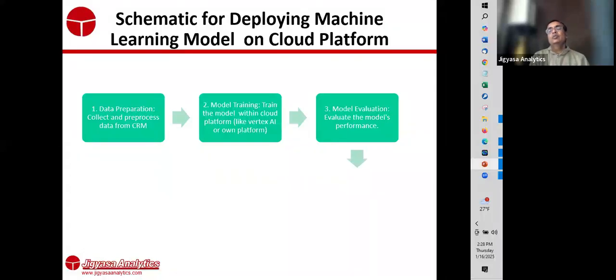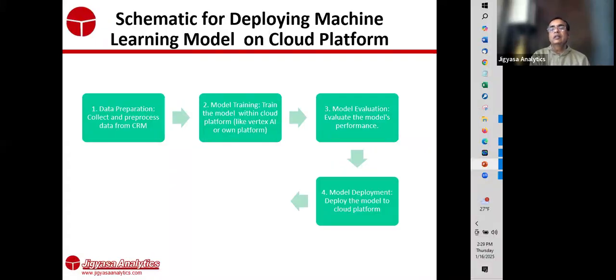And then the model has to be evaluated. You want to make sure the model is performing well. Usually people have holdout samples and then they test it, and then there are test campaigns done and all that, depending on level of comfort and speed to production needed. Model evaluation needs to be done. And then the model needs to be deployed in the cloud platform.